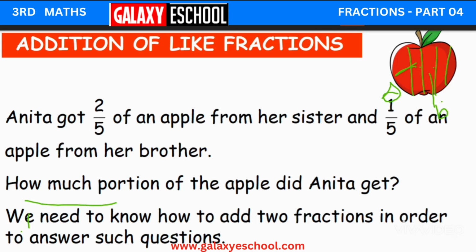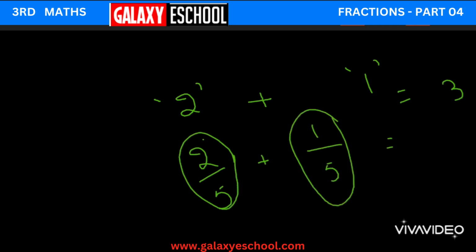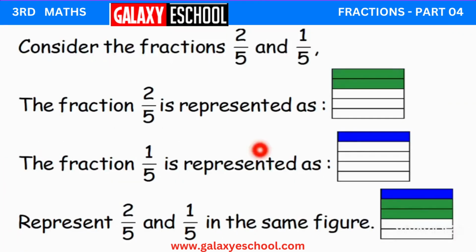Okay, now how do we find out? We need to know how to add two fractions in order to answer such questions. Suppose I say that Anita received 2 apples from her sister and 1 apple from her brother, how will you find out the total apples Anita has? We will add, yes, 2 plus 1 is equal to 3. But here we are not having whole numbers, we are having fractions. We have 2 by 5 plus 1 by 5. We need to add both these fractions together.